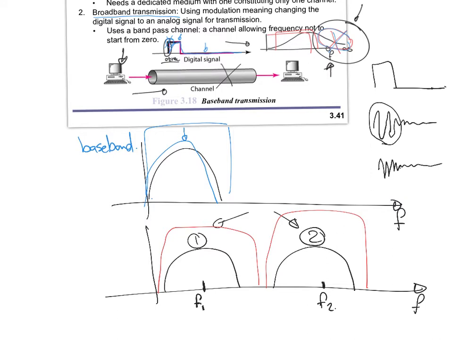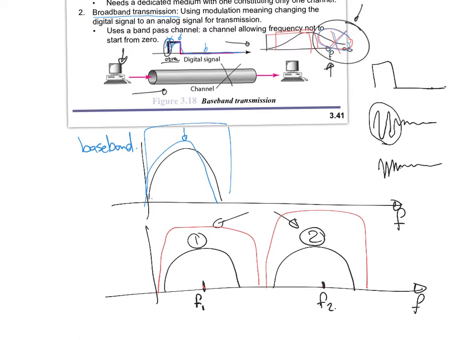So based on this, broadband transmission allows two or more nodes to send at the exact same time if we are careful enough to use a different frequency for each of these signals.